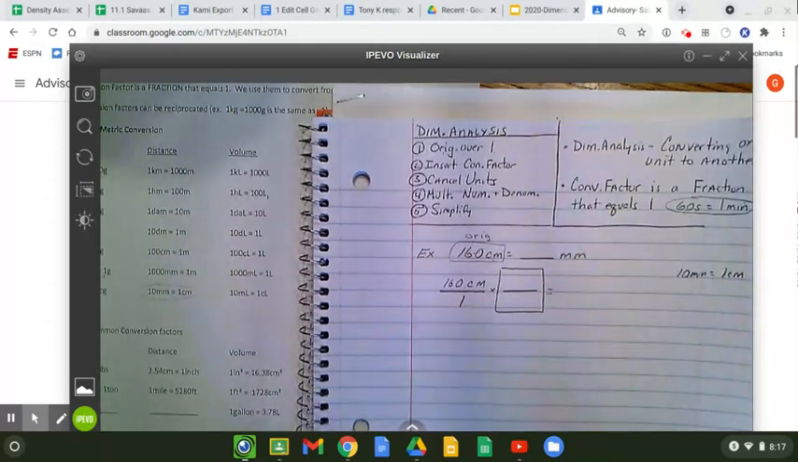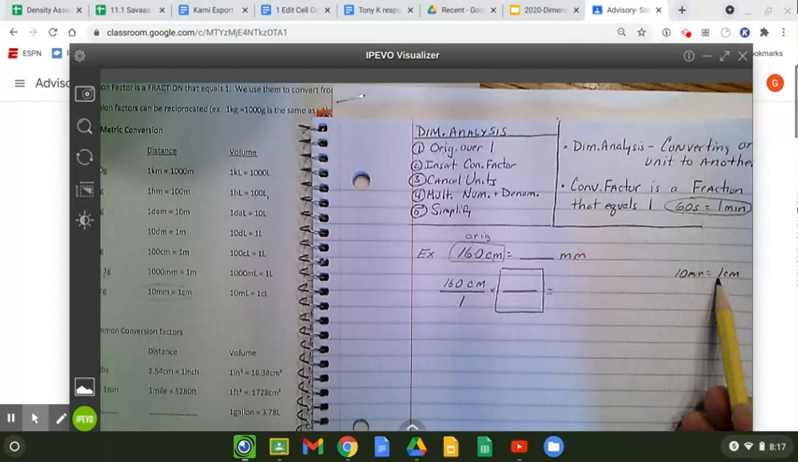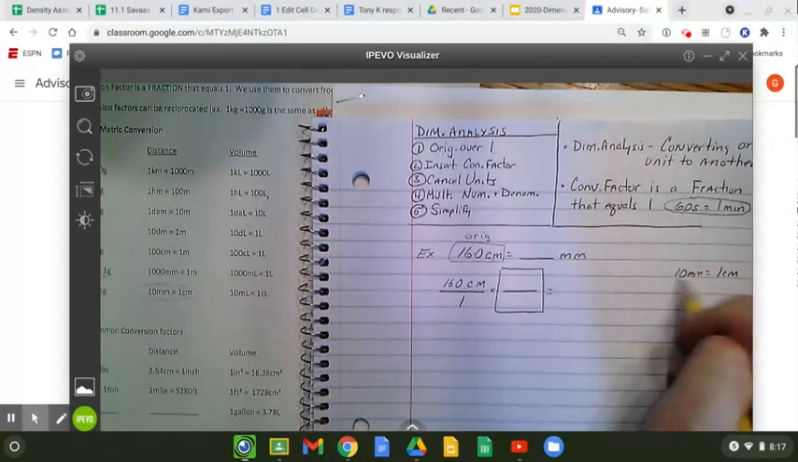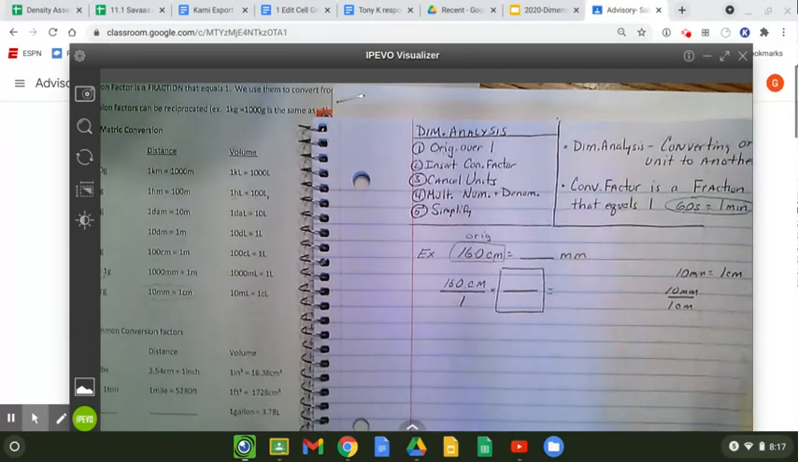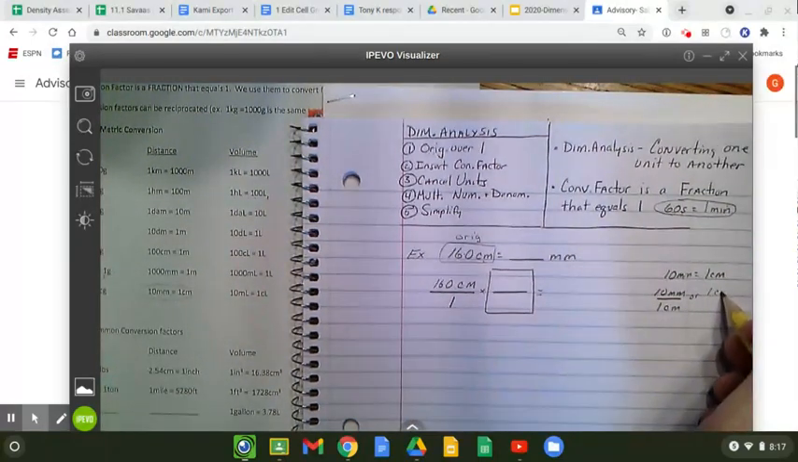And see, that's what you've got to do. You've got to make sure you write it appropriately. I've got to make sure that the 10 is next to the mm and the 1 is next to the centimeter. Centimeter is the larger unit. The smaller number is always going to go with the larger unit. Now I can write it 2 different ways. I can write this conversion factor this way, where I put 10 millimeters over 1 centimeter, or I can reciprocate it and flip it, and write it this way.